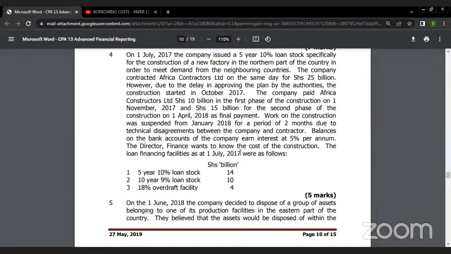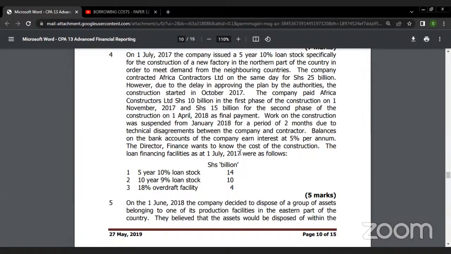Then the company contracted Africa Contractors Limited on the same day for shillings 25 billion on this new factory, which is to be constructed. So this is how much they are planning to incur on this new factory. But remember, I've told you the 5-year loan stock is a specifically borrowed fund. Okay.